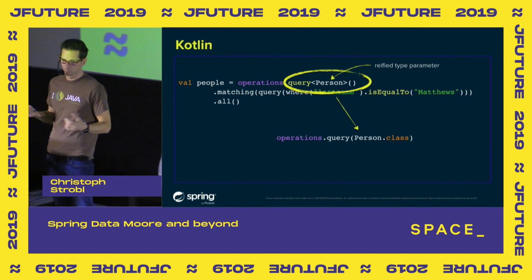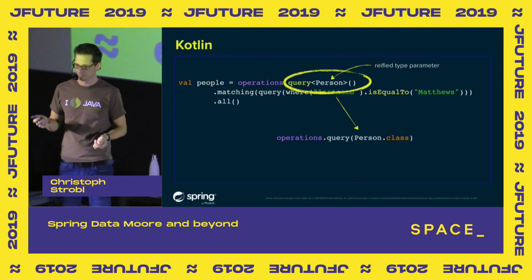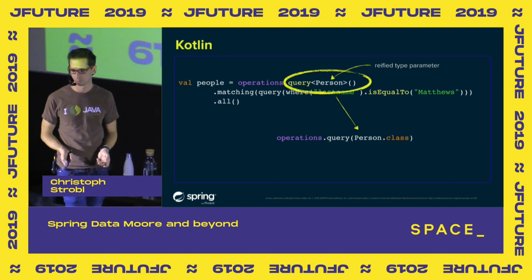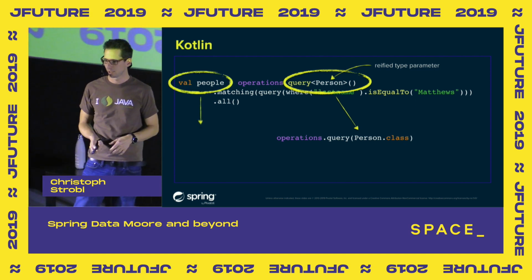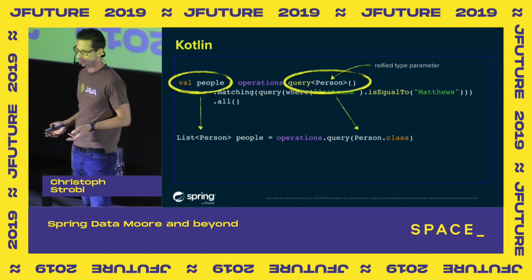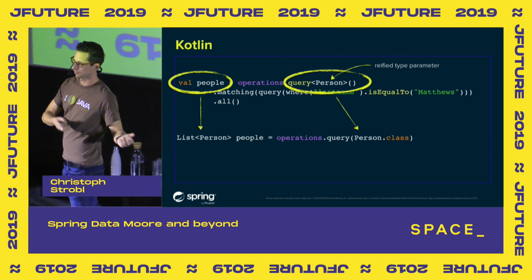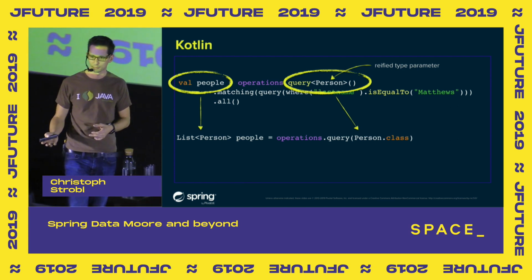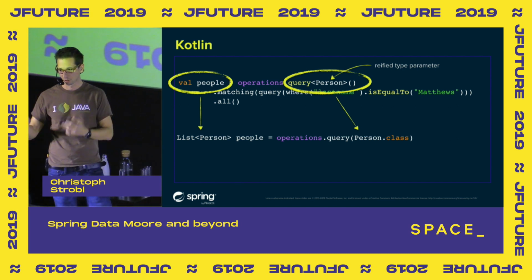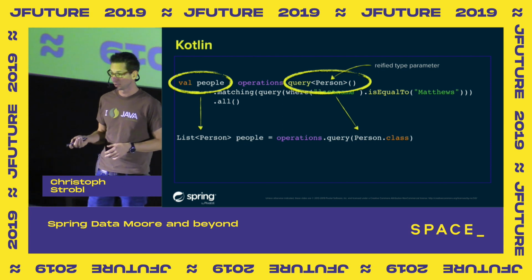And then you will recognize the reified type parameter that in the Java world would translate to the class parameter up there, and the value or result is the list that is returned from the operation. So if you're not familiar with Kotlin, this is the Java translation of what you see above.